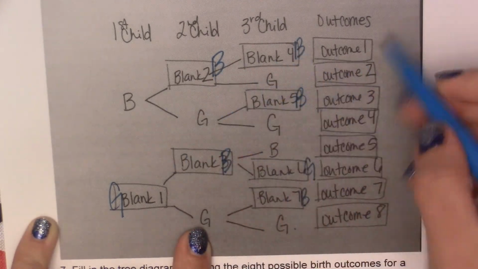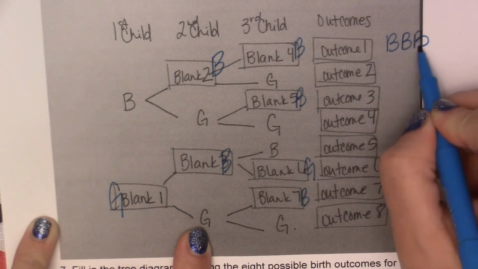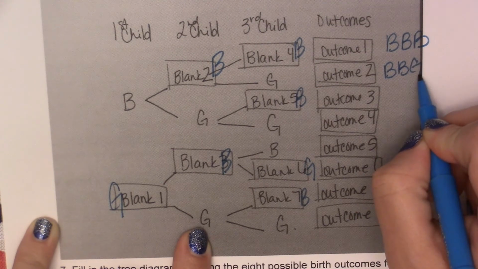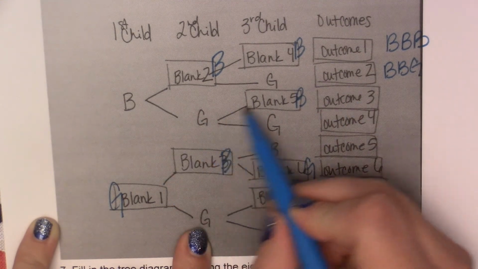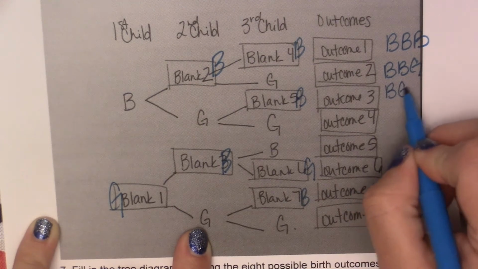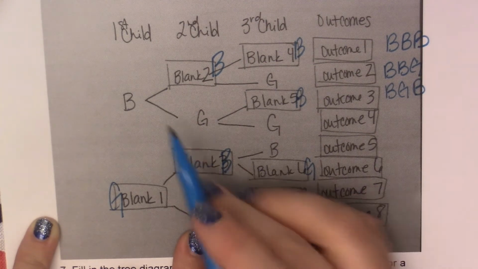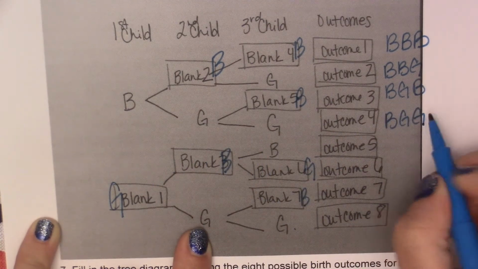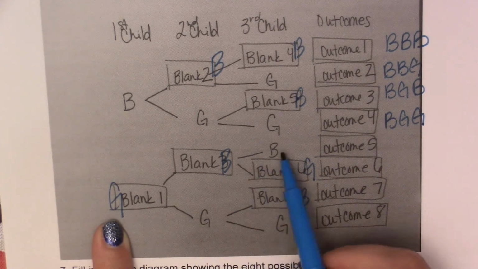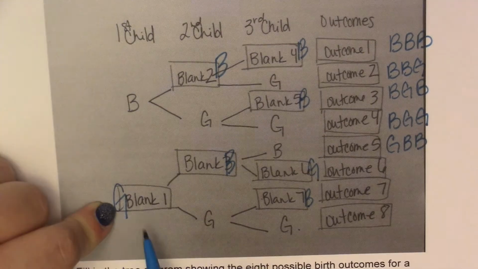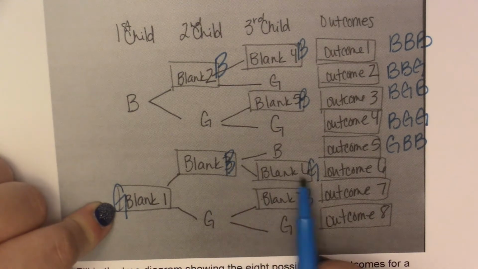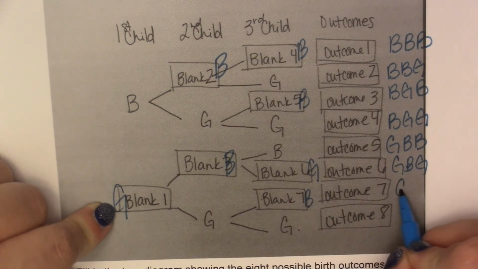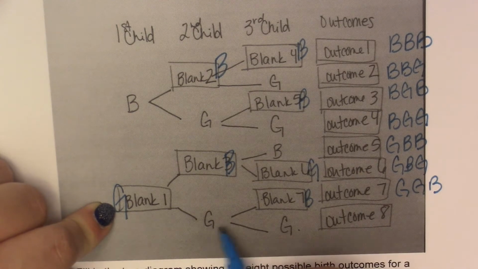We could have a boy, boy, boy. Outcome 2, boy, boy, girl. Our third outcome, boy, girl, boy. We could have a boy, a girl, and a girl. We could have a girl, boy, boy. A girl, boy, girl. A girl, girl, boy. Or a girl, girl, girl.